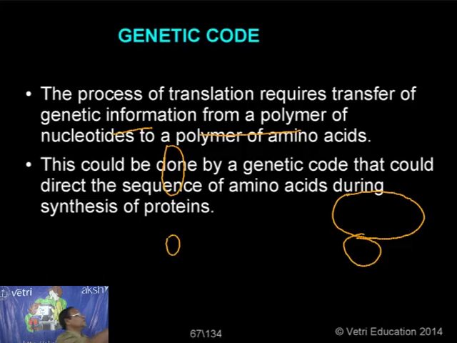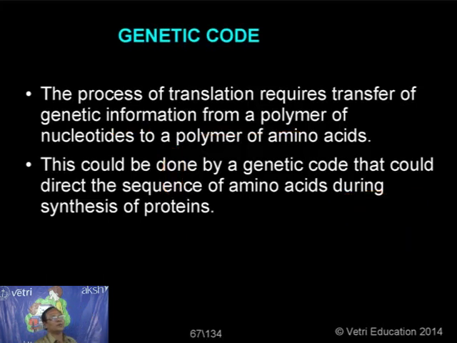Now the next part. So far we have studied mainly the transcription process. The next one is how the message from the DNA has been transferred to mRNA and then translated to form protein. For that you have to know something about what is called the genetic code. So what is the genetic code? We need certain things for the process of translation.